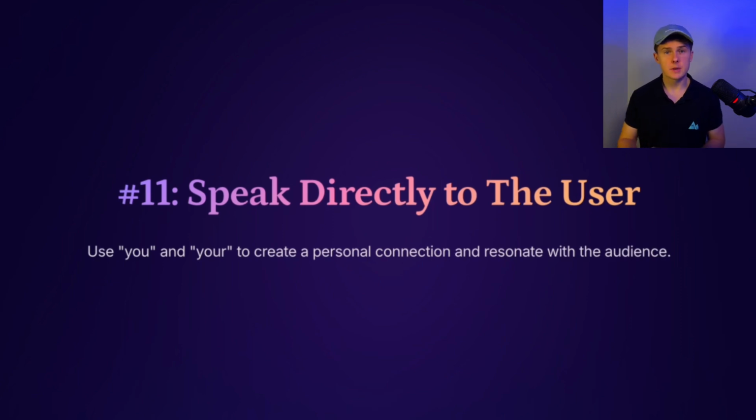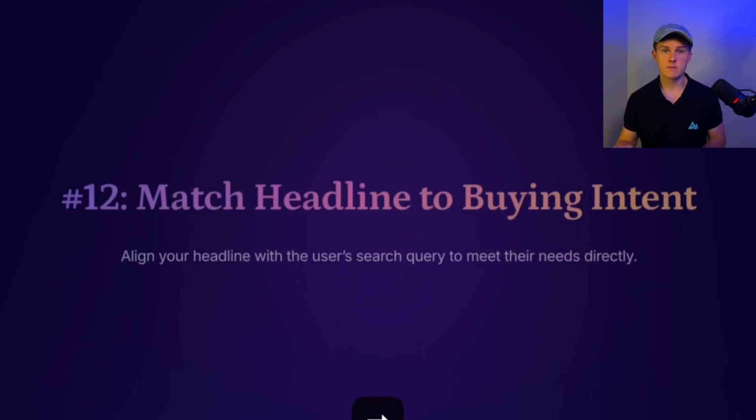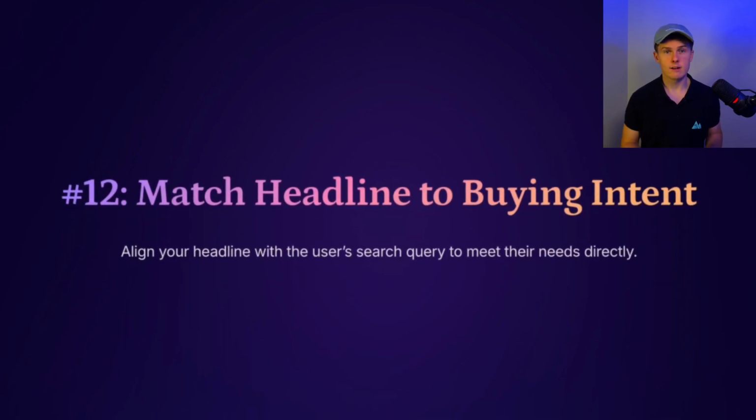Principle number 11, speak directly to prospective customers. Use words like you and your to connect with people visiting your store. Principle number 12, match your headline to buying intent. The lower down the funnel, the more specific the customer search query is going to be. These people will respond better to feature-heavy, informational ad copy that answers the specific questions they have.